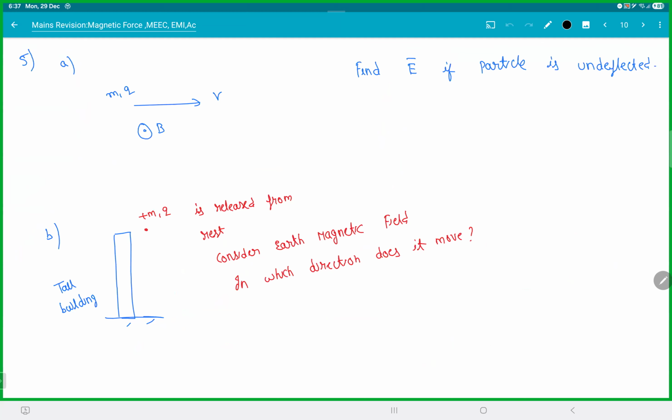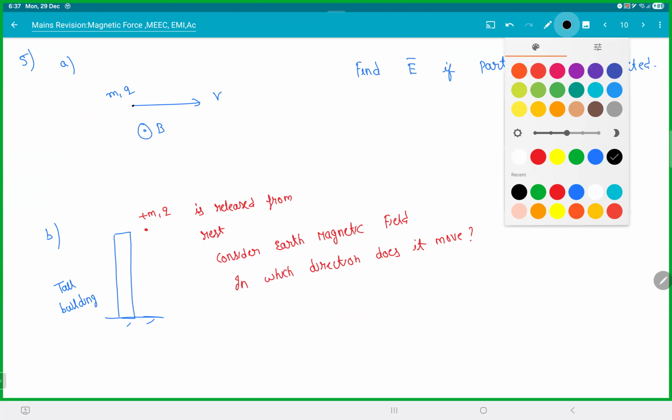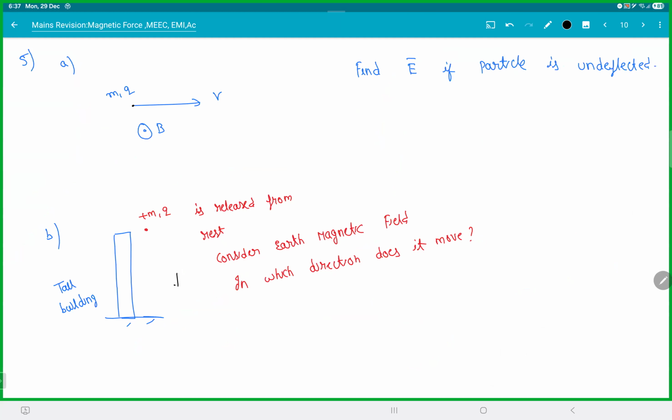There is a magnetic field B out of the plane. There is a mass m, charge q. Velocity is v. Find the electric field if the particle is undeflected. Then, we have a very tall building, gravity is present, the particle is released from rest. Consider the Earth's magnetic field, and in which direction will this particle move? Meaning, will it go left? Will it go right? Will it go straight? Will it go towards south? Will it go towards north? There will be four options.